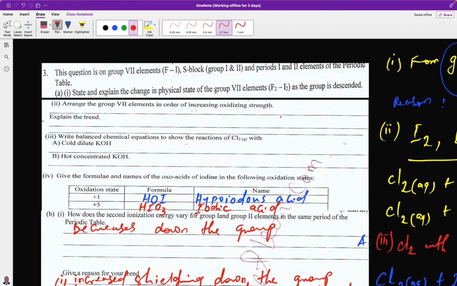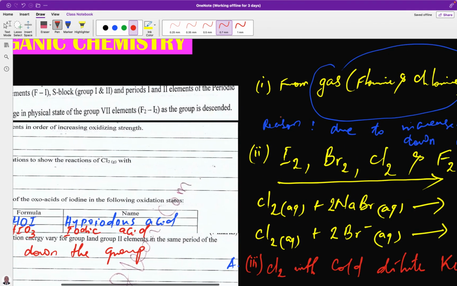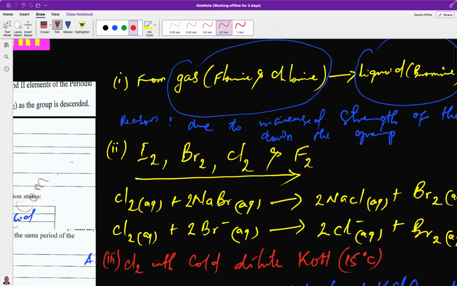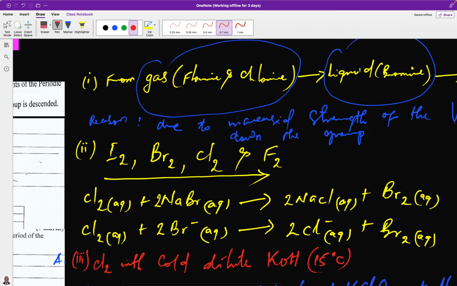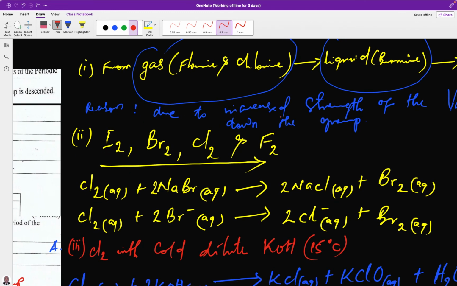For the physical state of group 7 elements, we said they move from gas to liquid and to solid. The reason is the increasing strength of the van der Waals forces as you move down the group. Remember, van der Waals forces increase with increasing number of electrons, and with increasing molecular mass.